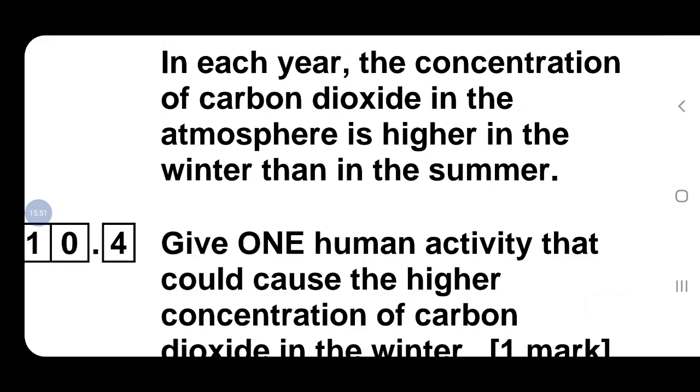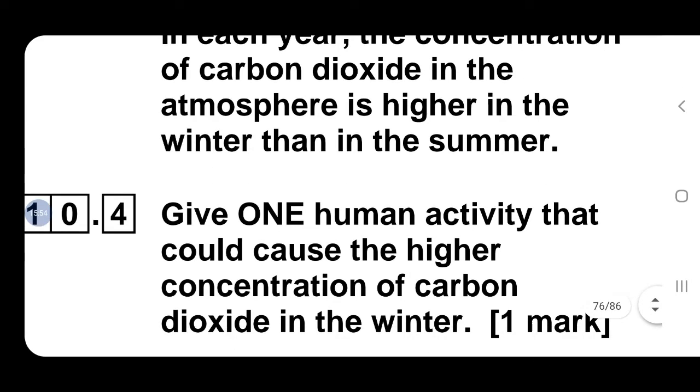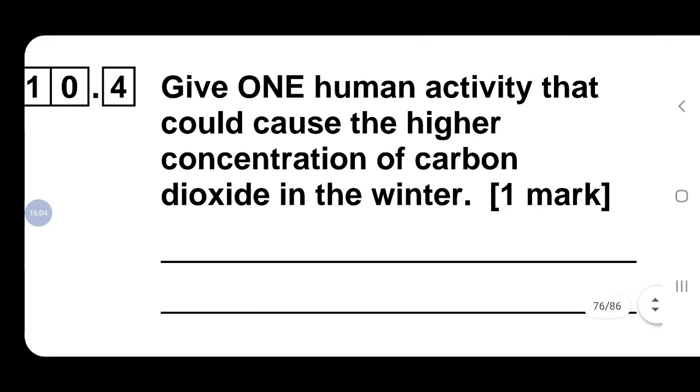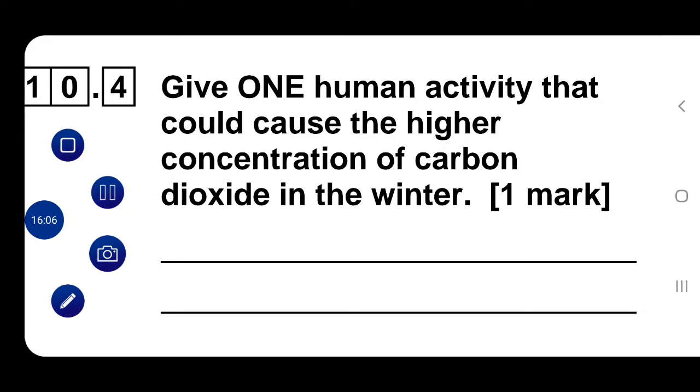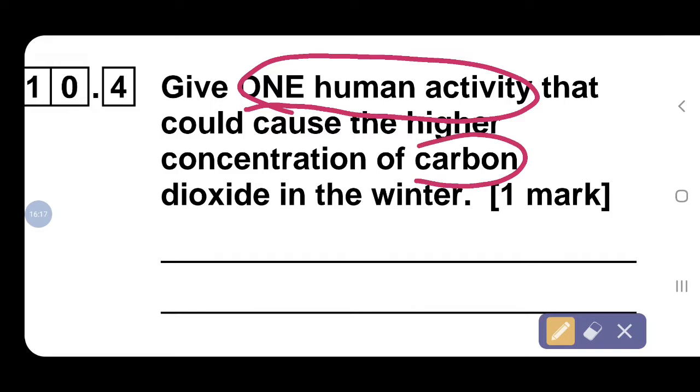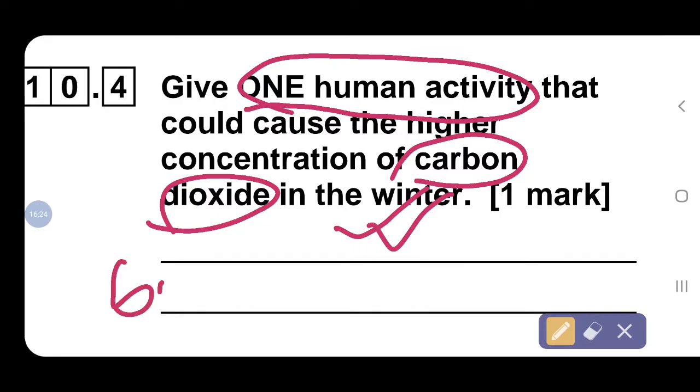In each year, the concentration of carbon dioxide in the atmosphere is higher in the winter than in the summer. Give one human activity that could cause the higher concentration of carbon dioxide in the winter. So first you need to understand what's the question. Give one human activity that could cause the higher concentration of carbon dioxide in the winter. All right, so you can write one thing, that is burning fossil fuel.